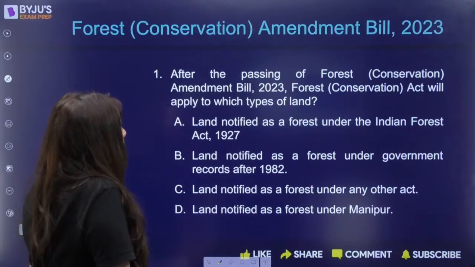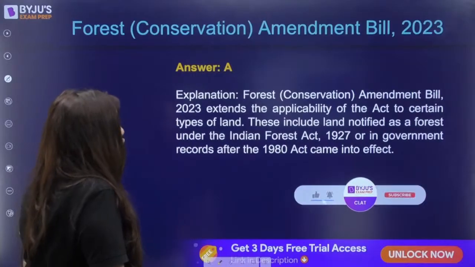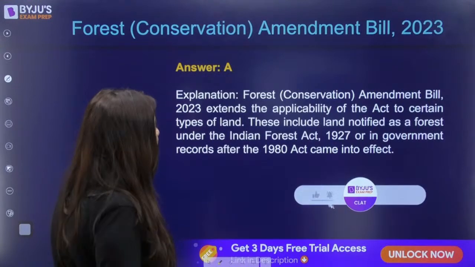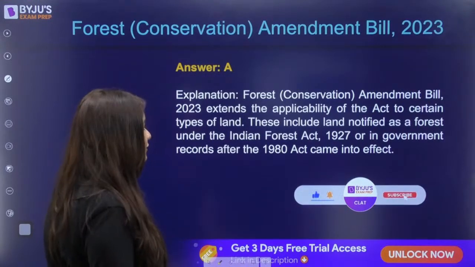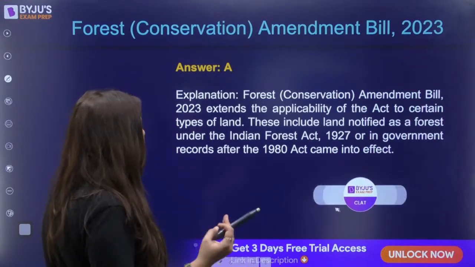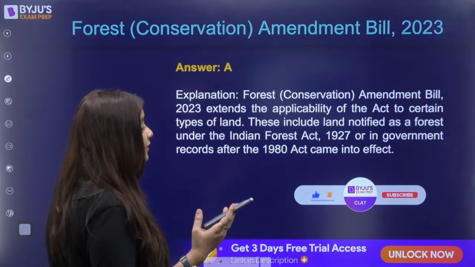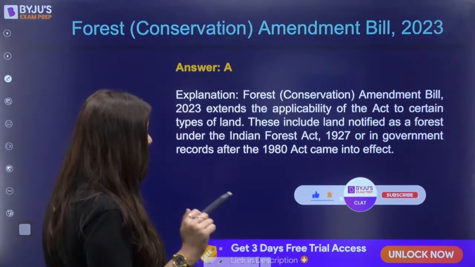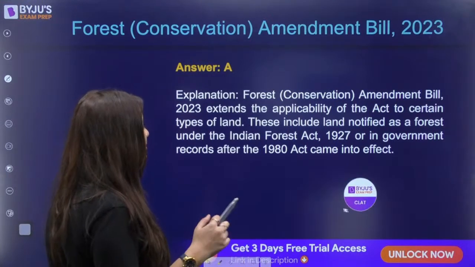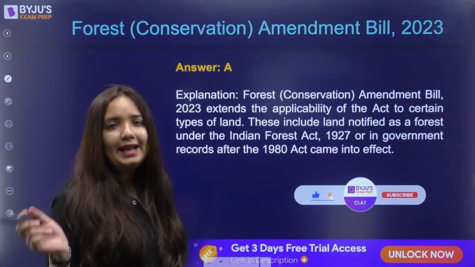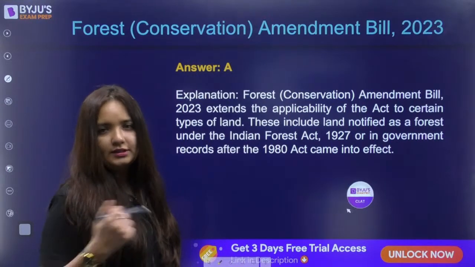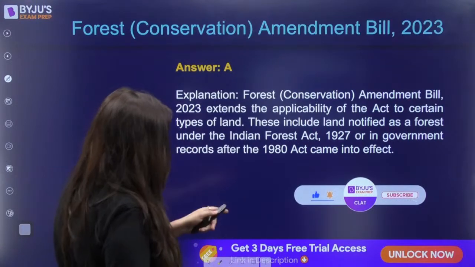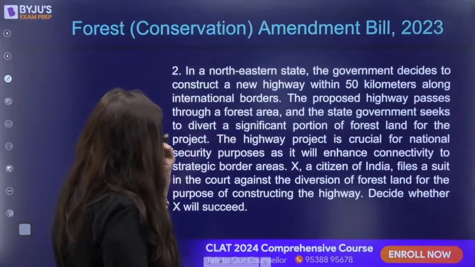The correct answer is A. Very good. Yes, Forest Conservation Amendment Bill extends the applicability of the act to certain types of land, and it includes the Indian forest or forest recognized as forest in the Indian Forest Act 1927 or which appears in the Government record after 1980, not 82. The question or the options mention 82, but ये 80 की बात कर रहे हैं हम, ठीक है. तो A is the correct answer.